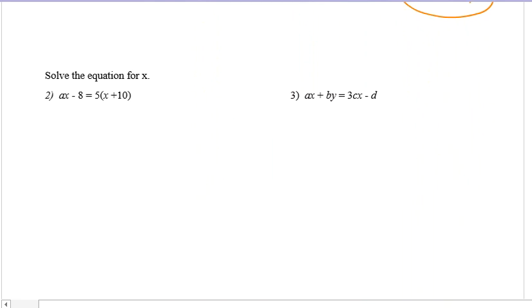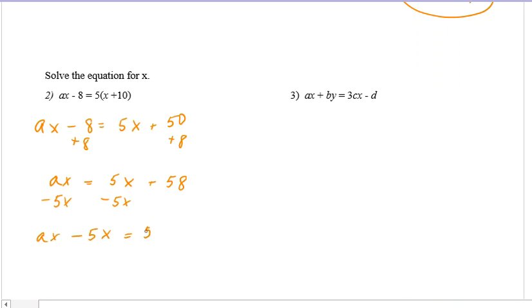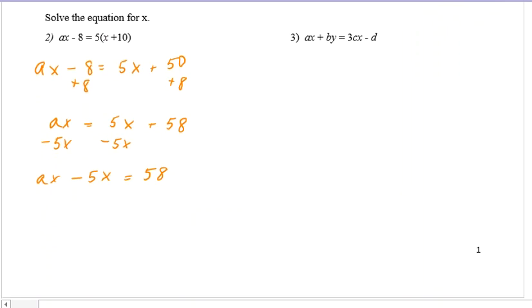Number 2 is a little trickier because I'm solving for x, but now I'm going to do the same first step. A times x minus 8 equal to x plus 50. Move the 8 over. And then I move this over. But ax minus 5x is really hard to simplify because I have another mixed variable. So what I'm going to do instead is factor out the x. So x is going to be a minus 5 is equal to 58.